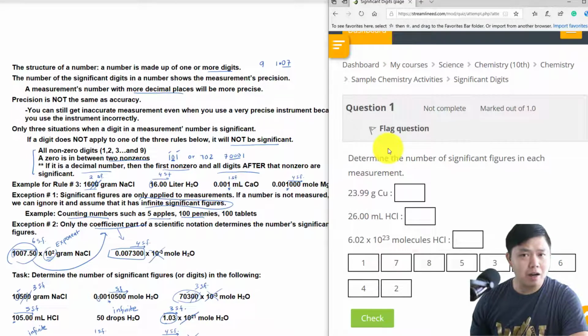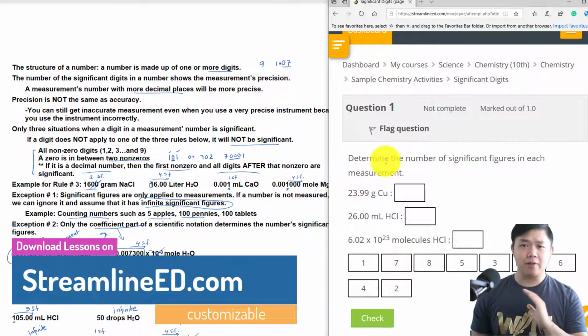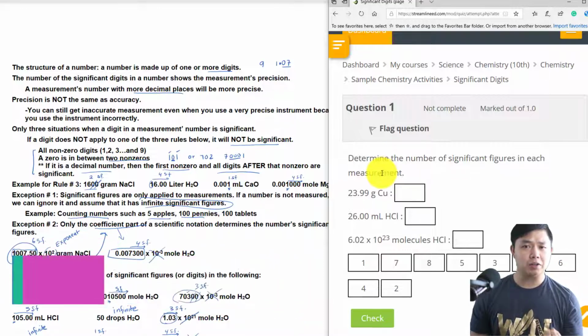Now let's go to Streamline.com and do some more practice problems that will give us instant feedback so we can check our understanding right away. And if you have any questions, work with your classmates and ask the teacher for support.